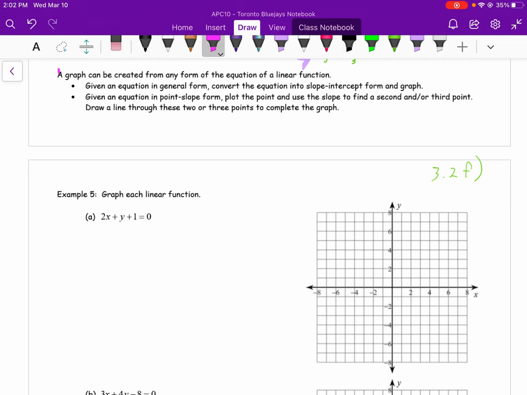We're going to start looking at equations of functions, and then we're going to graph them. So I'm just going to read here. A graph can be created from any form of the equation of a linear function.